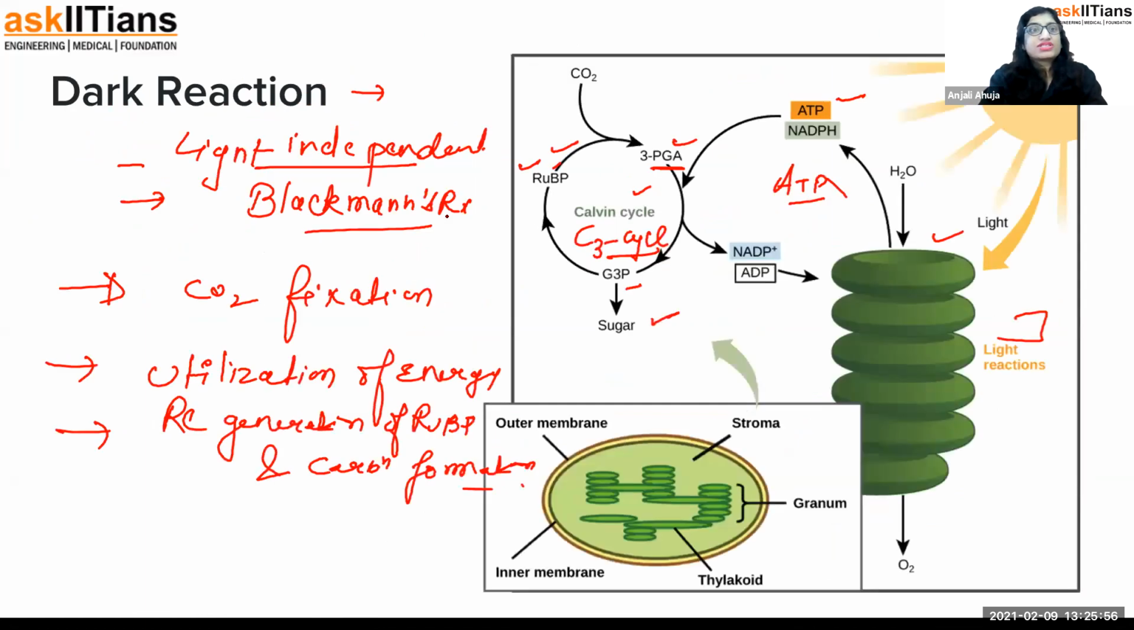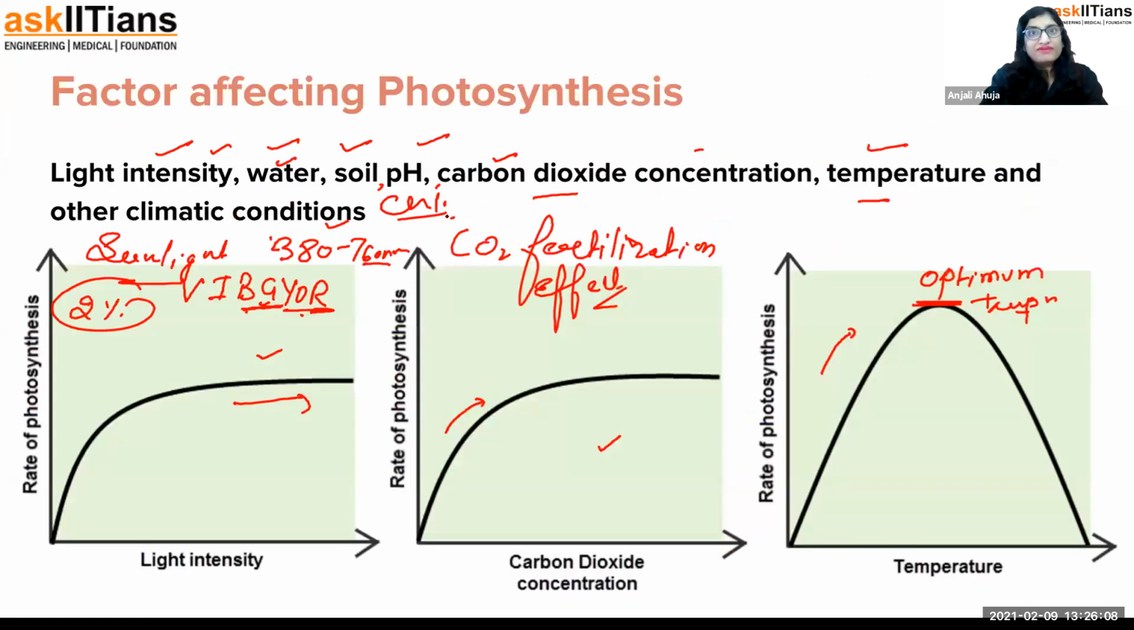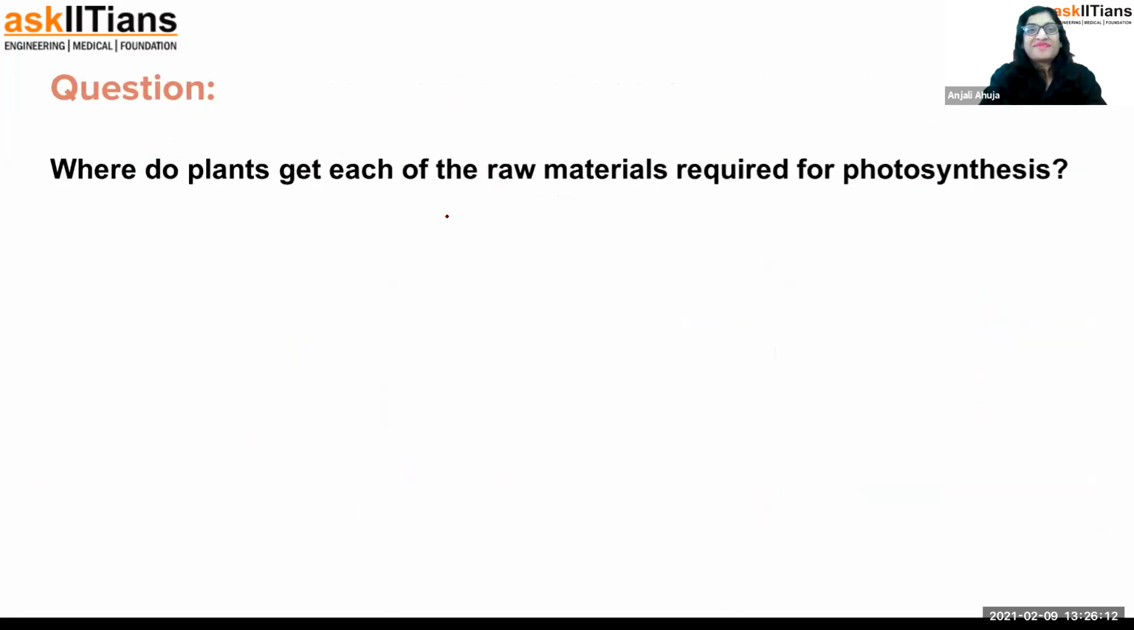Then the dark reaction, the light independent Blackman's reaction, the Calvin cycle. Because the first product has three carbons, we call it the C3 cycle. It happens in three steps. The next thing I told you is the factors affecting photosynthesis. I hope we are done with it. Let's see how many questions are added.